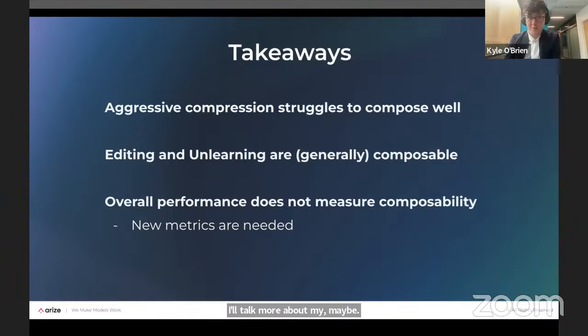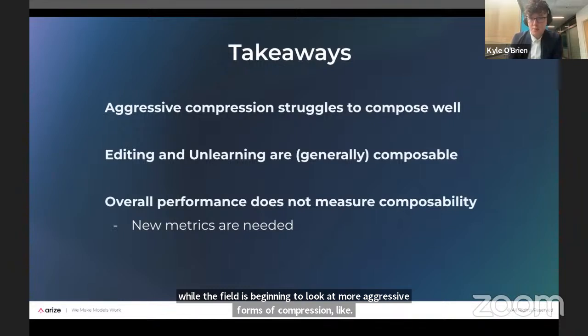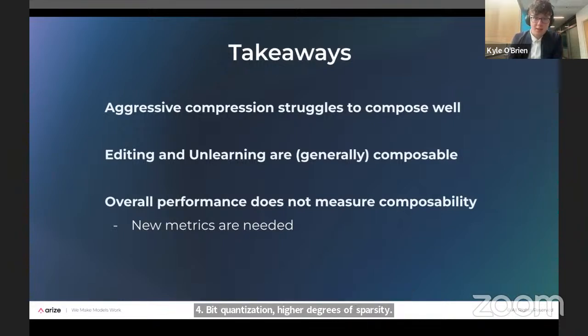But for our empirical results, what we broadly find is that compression, this most popular class of interventions, especially aggressive compression, which there's more and more interest in, struggles more to compose well with other interventions. So while the field is beginning to look at more aggressive forms of compression, like 4-bit quantization and higher degrees of sparsity, it's important to understand that while this may reduce your GPU footprint, it also may tie your hands more in terms of what other modifications you can make to your model.